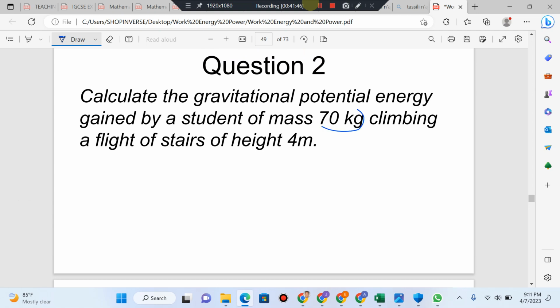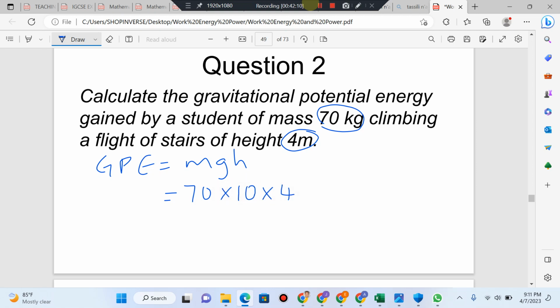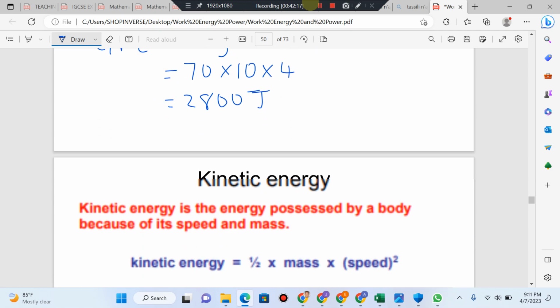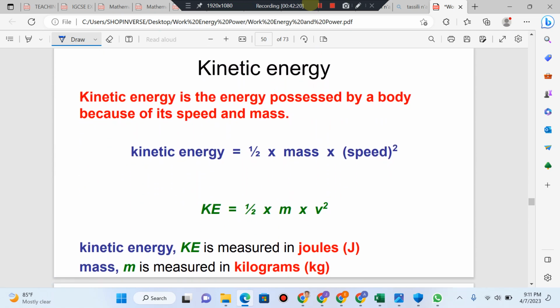Number two, calculate the gravitational potential energy gained by a student of mass 70 kilogram climbing a flight of stairs of height 4 meters. What formula do you use for gravitational potential energy? mgh. M is the mass, which is 70 kilogram. G is the gravitational field strength, which is 10. H is your height, which is 4. 7 times 4 is 28. So you have 2800 joules as gravitational potential energy.